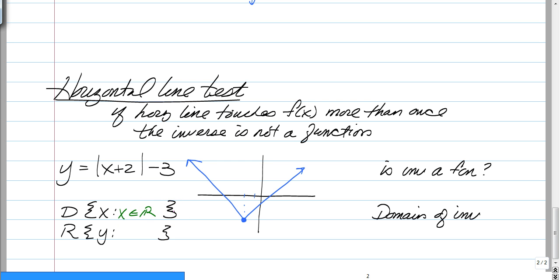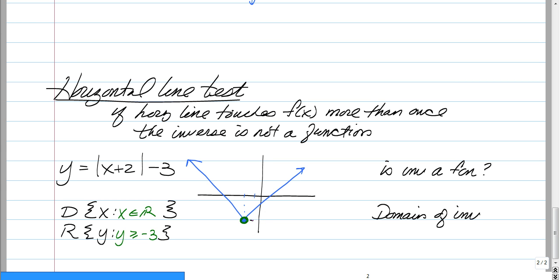But since the absolute value is always going to go up because it makes what's inside positive, you just have to find out what y is going to be above this point. So y is going to be greater than or equal to negative 3. Do you see any values below negative 3 for y? Nope. So is the inverse a function?